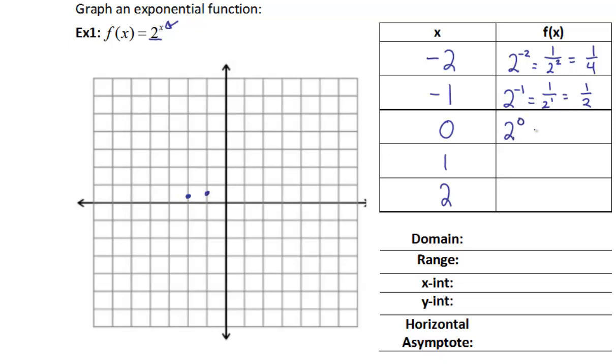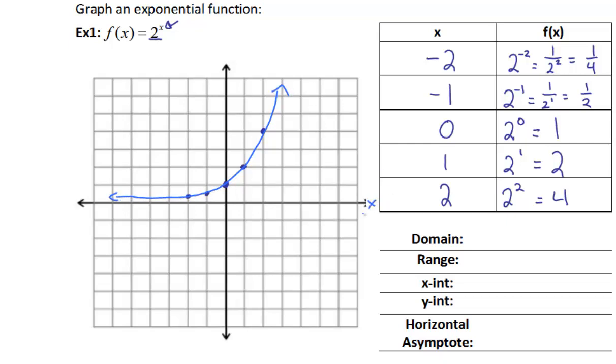2 to the 0 power. Well, 2 to the 0 power is 1, so the point 0, 1. 2 to the first power is 2, so at 1, my y value is 2. Finally, 2 to the second power is 4, so at 2, I'm at 4, which is right here. Let's connect those dots. Notice that I did not cross the x-axis.